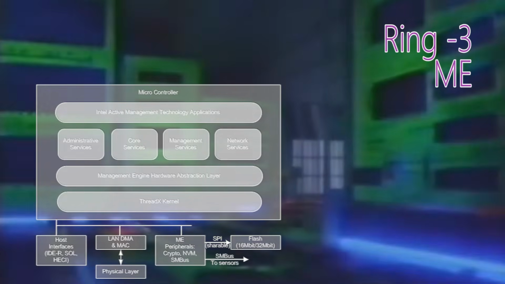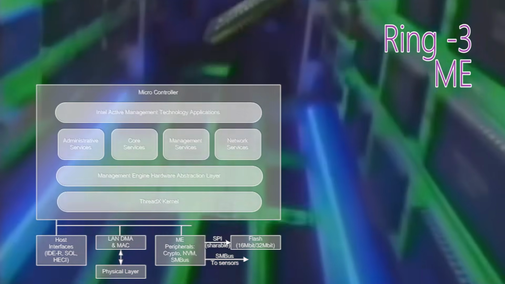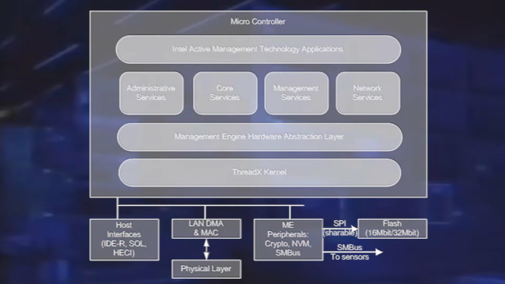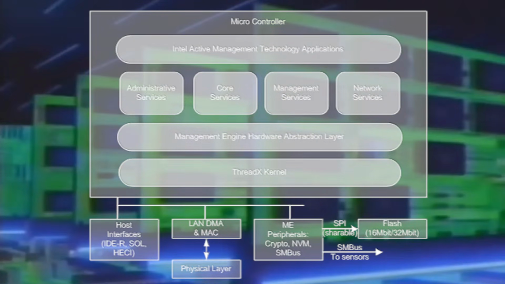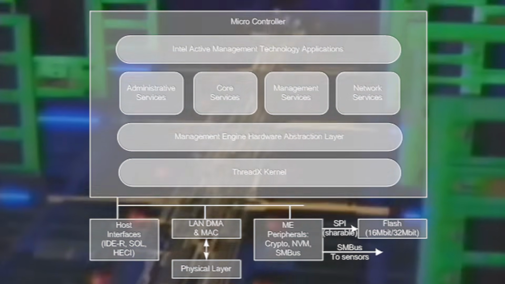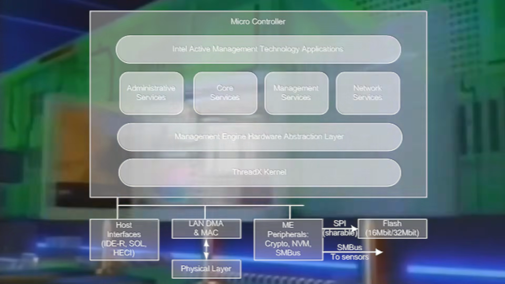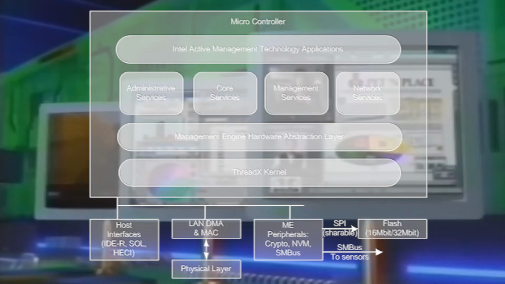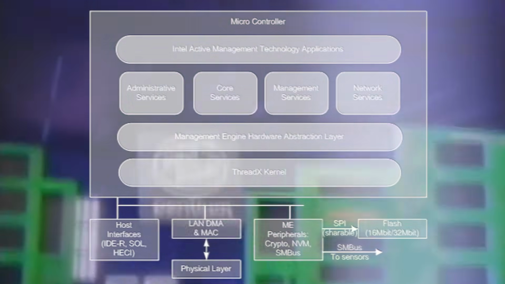Ring -3, the management engine. This is basically a separate computer inside your CPU. Literally. It has its own CPU, its own RAM, its own operating system and its own network interface. And it's always on. As long as there's power, it's running and it sees everything. I don't wanna sound like the tinfoil hat guy, I'm just saying, do I think it's really just used for IT remote management? I don't know.